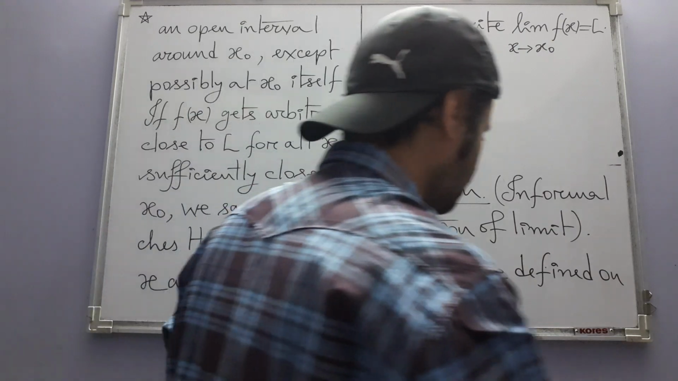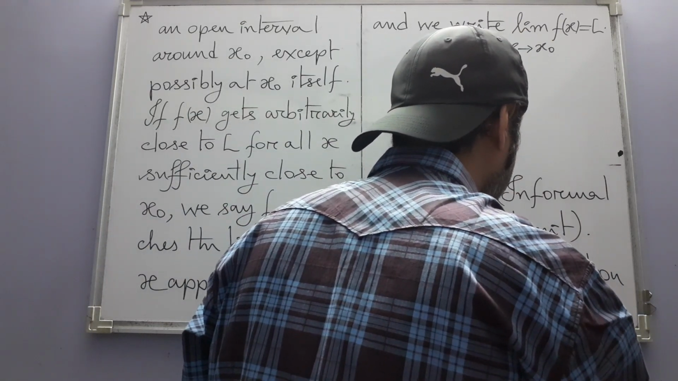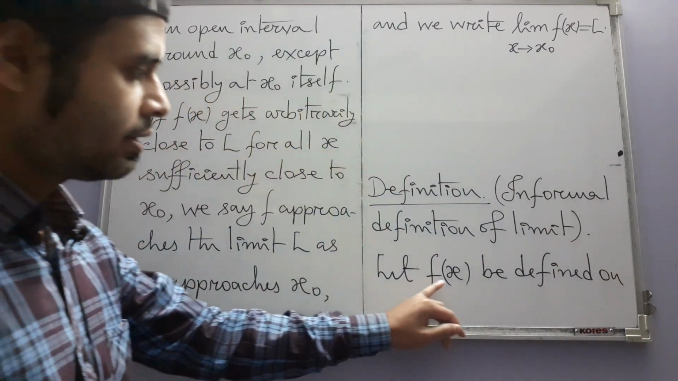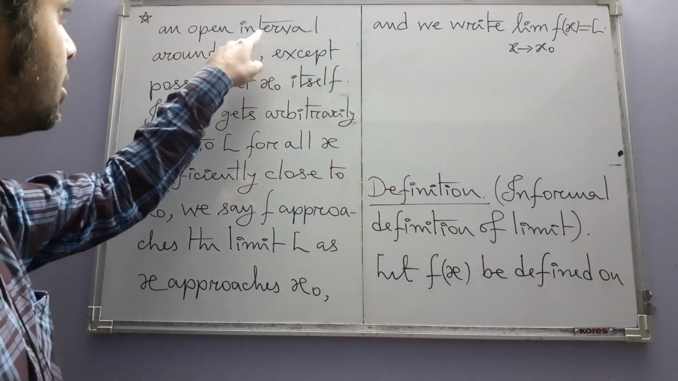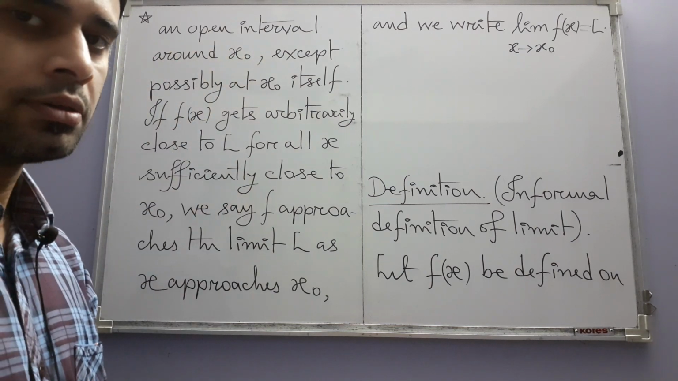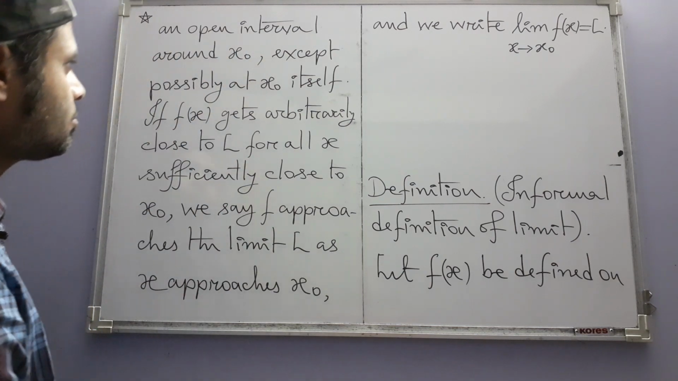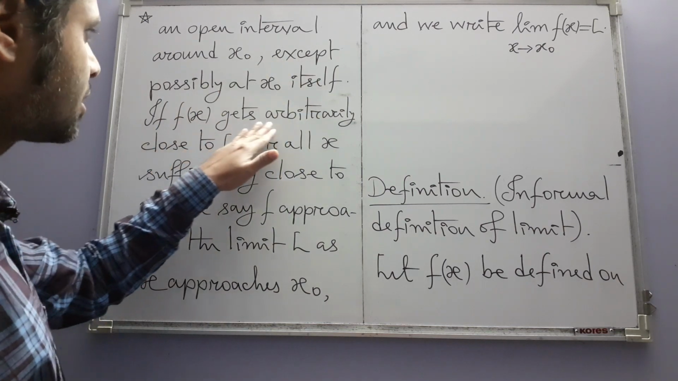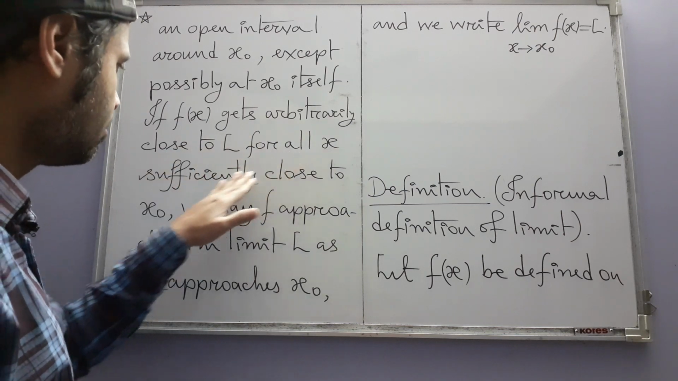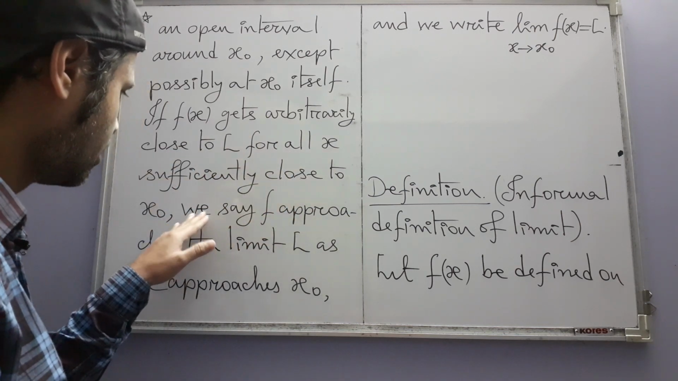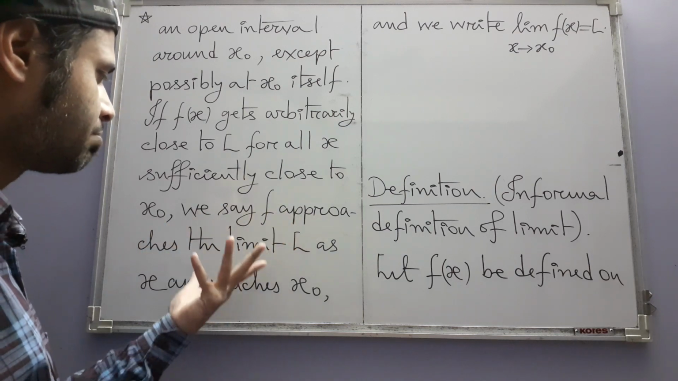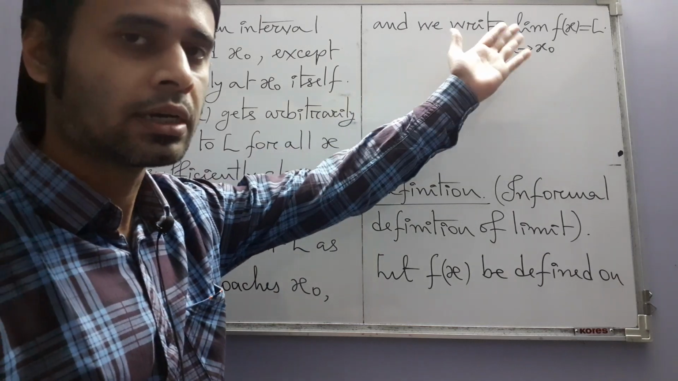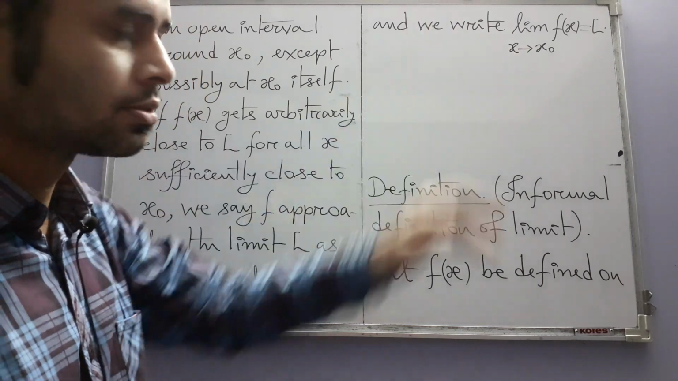Okay, we already know what is happening, but still there are some fine points to which I want to draw your attention. Let f(x) be defined on an open interval around x naught, except possibly at x naught itself. If f(x) gets arbitrarily close to L for all x sufficiently close to x naught, we say that f approaches the limit L as x approaches x naught, and we write this entire thing in symbols like this.